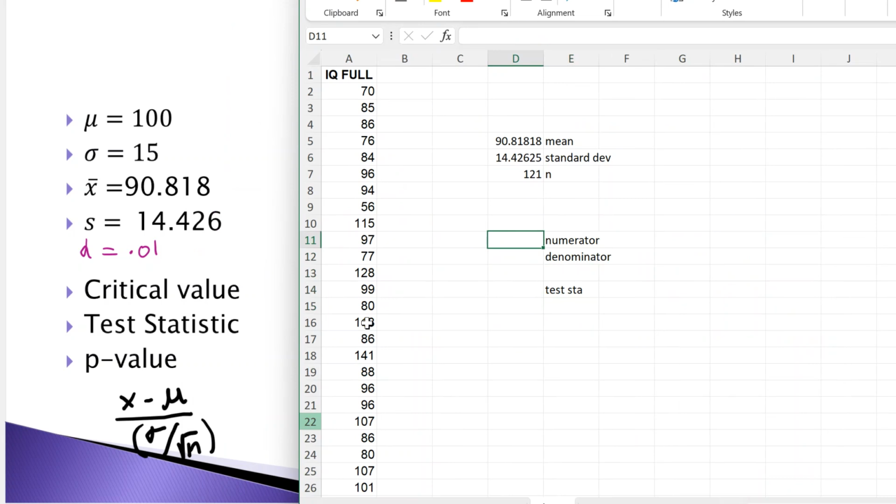So the numerator is x minus mu. So there's my x. My mu I know is 100. So my sample mean minus my population mean. My standard deviation is sigma, which was 15. Remember, we're not going to use the sample, we're going to use the population, divided by the square root of 121, which was my n. And to get my test statistic, it's the numerator divided by the denominator. There's my test statistic, negative 6.7333.